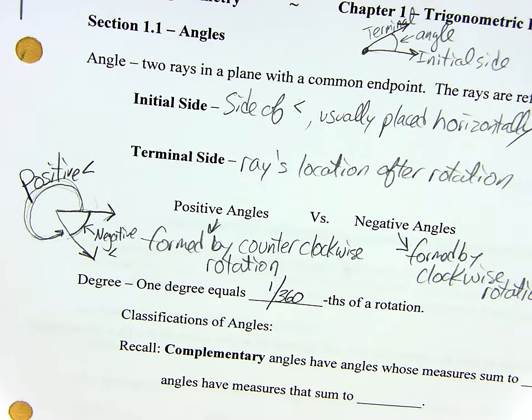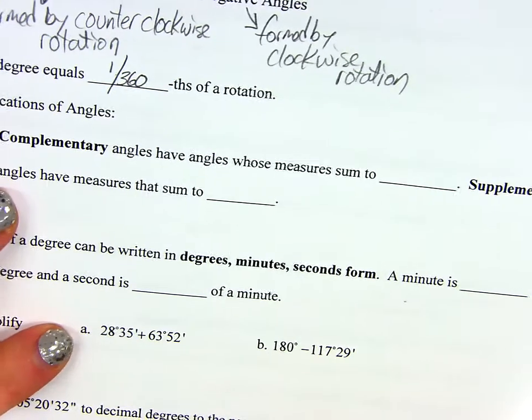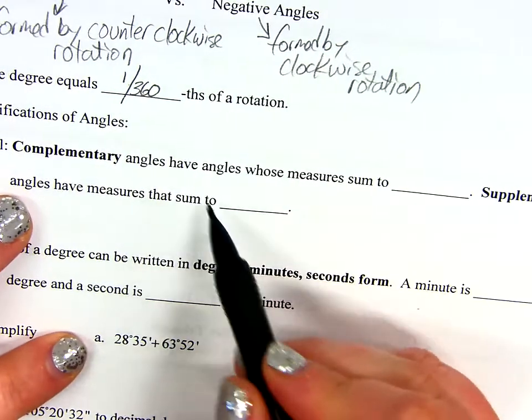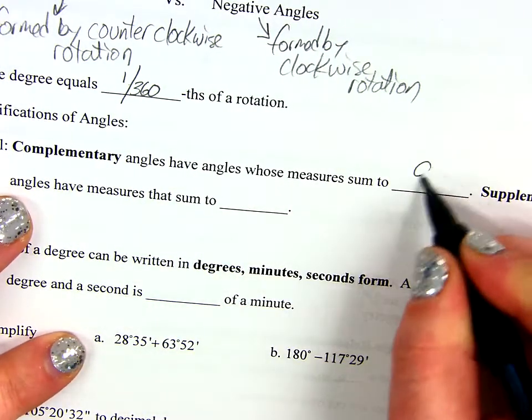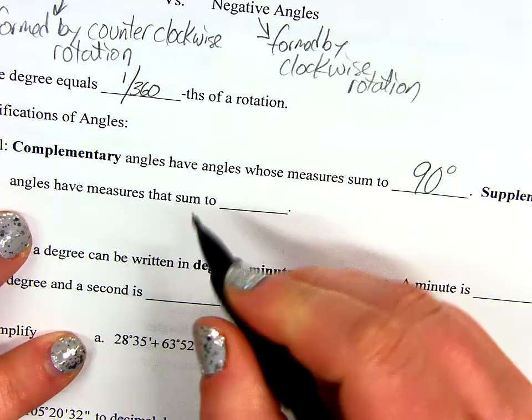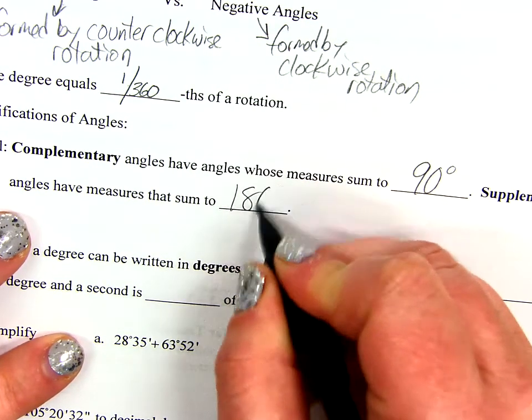Complementary is up to 90 degrees, supplementary is 180. Perfect. Complementary angles have angles whose measures sum to 90 degrees. Supplementary angles have measures that sum to 180.